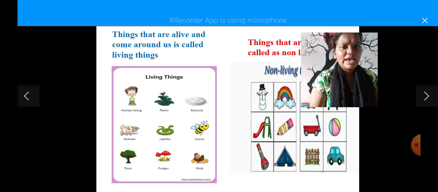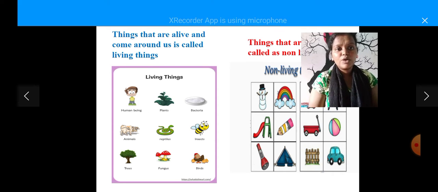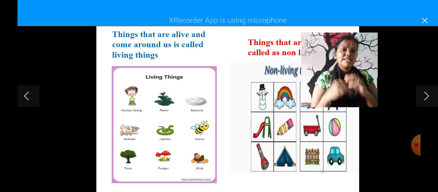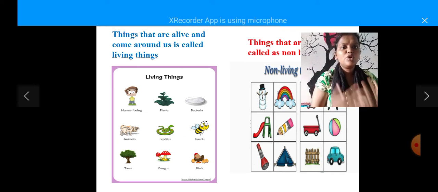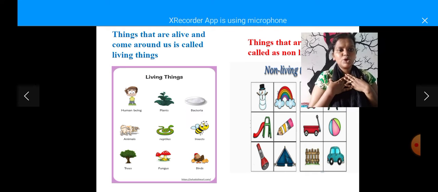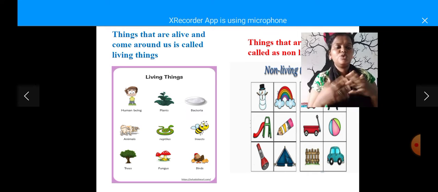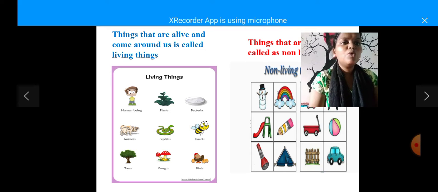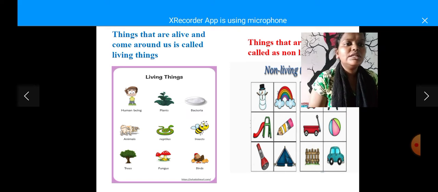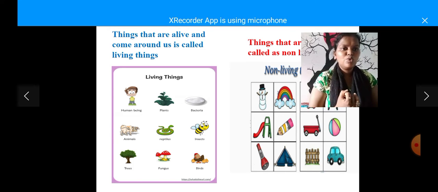In this world, many things can live. That is called living things. We are also living because we are alive. So we are called living things. Human beings are called living things. What are non-living things here? In this picture, you can see a rainbow, toy, ball, car, torchlight, and everything. That is called non-living things.